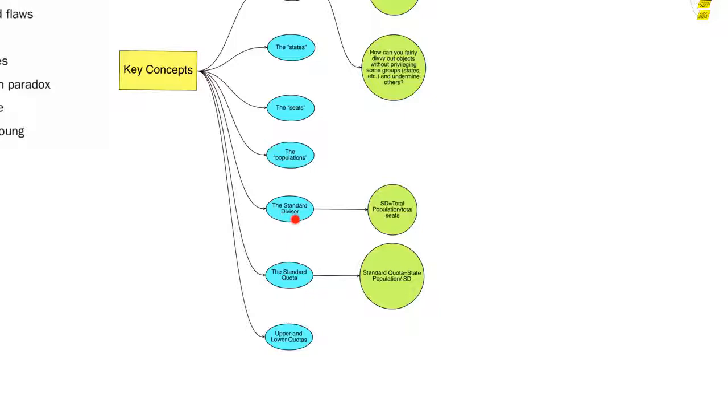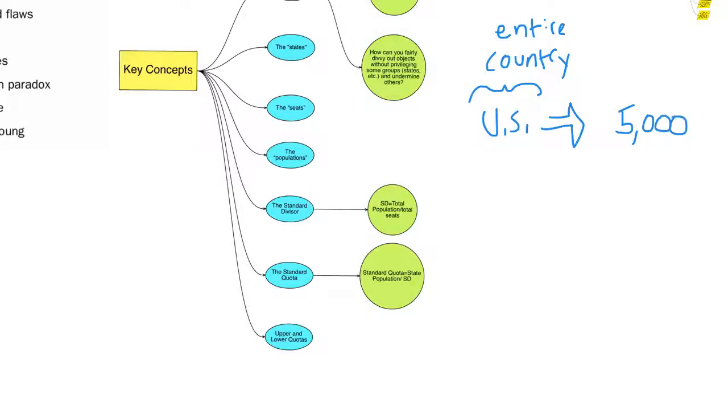And then there's the standard divisor, which is the total population of the entire country divided by the total number of seats. So imagine that the United States as a country, I'll even write that, the entire country has a population of, let's imagine it was 5,000 people, which obviously is incorrect. But imagine that the entire country had 5,000 people, and imagine we had 500 seats in Congress.